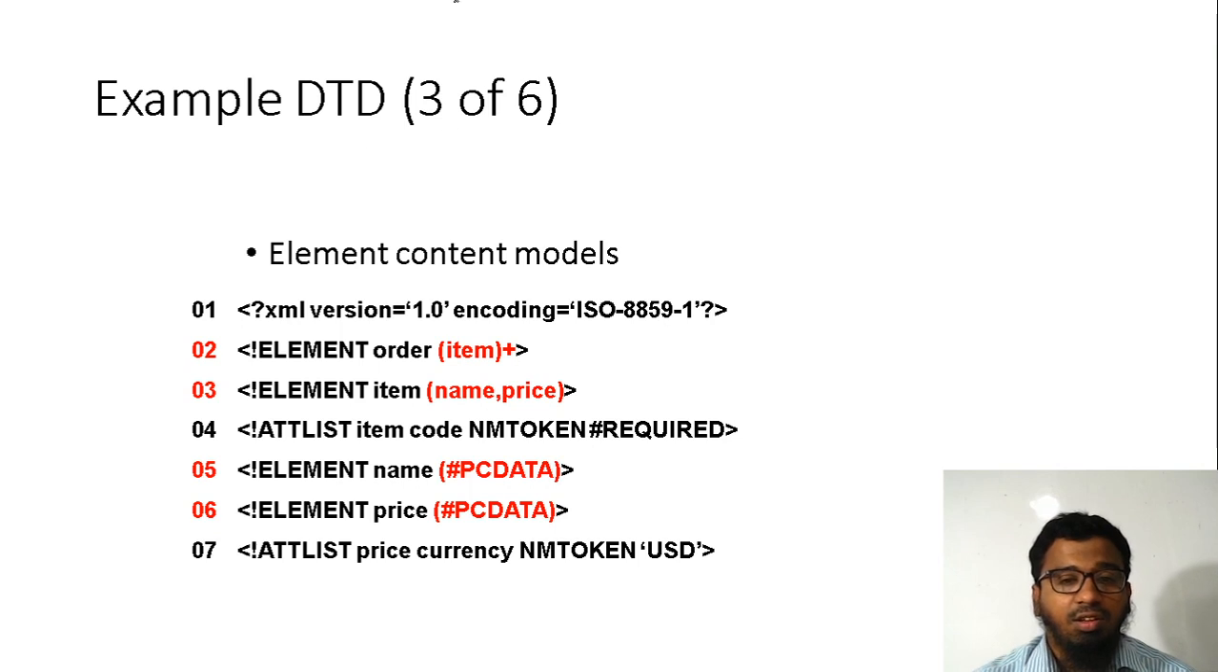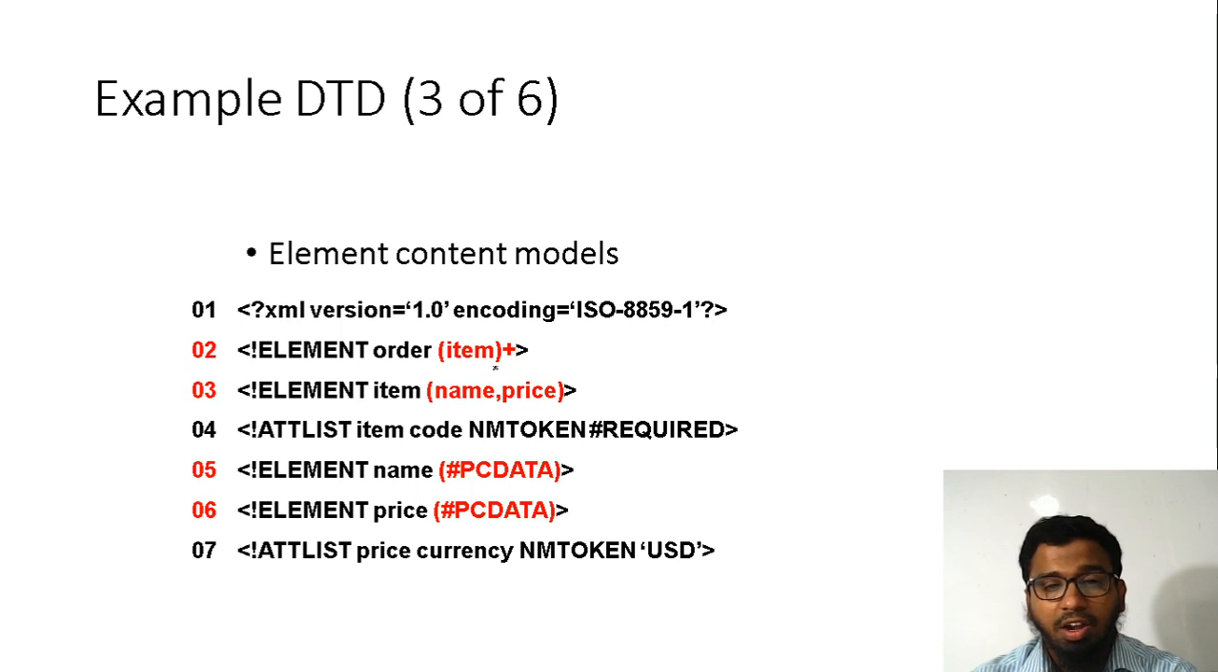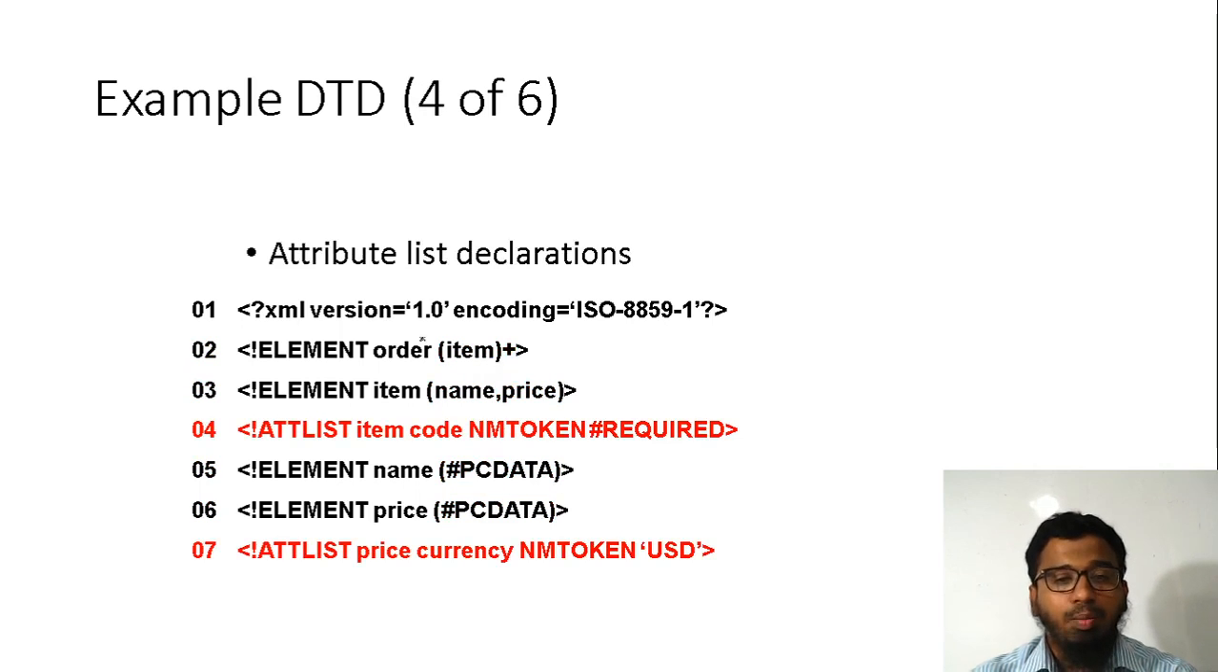Next is the element content model. So this is called the content model, whatever the model is, this and this. Here, what is the content model? This is called that. Next, attribute list.